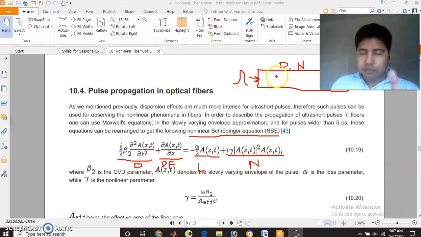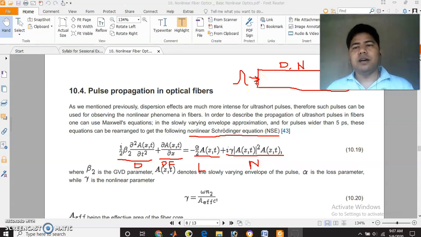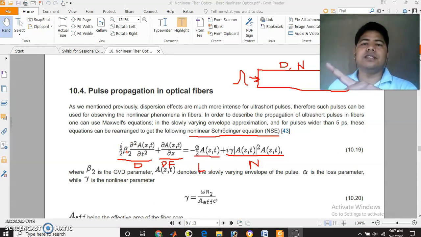Dispersion means what dispersion gives is how the propagating pulse will be dispersed when it is propagating through this nonlinear dispersive medium. So beta 2, here you can see beta 2, the group velocity dispersion is there. So group velocity dispersion determines the characteristics of this dispersion. Now this is the pulse form.